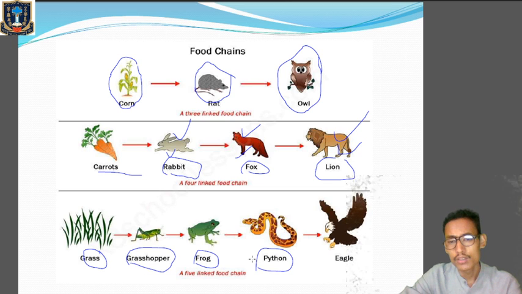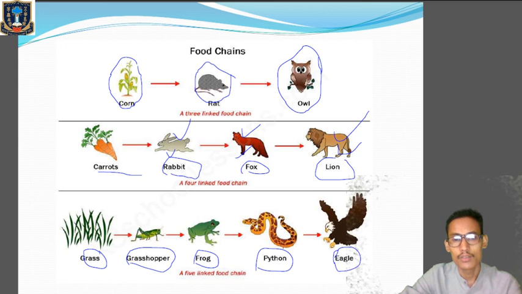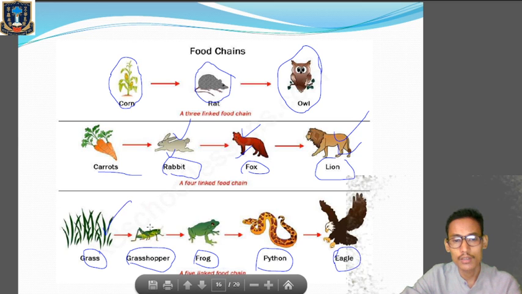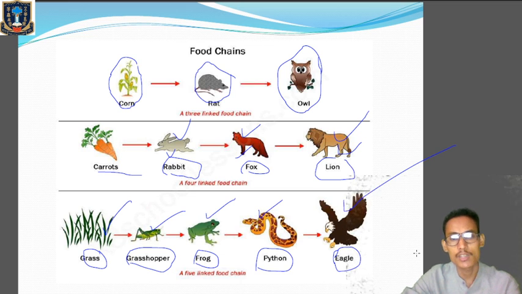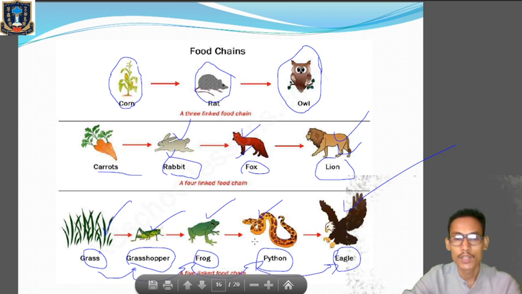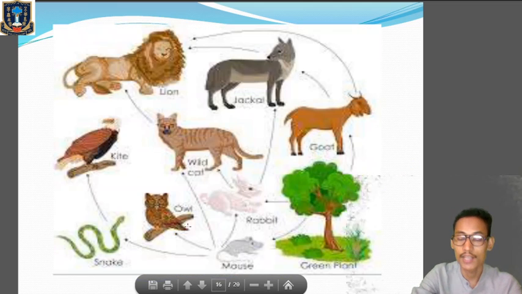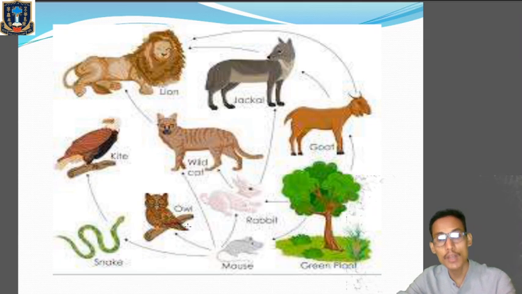Now this python is being eaten up by the apex predator, that is the eagle. So here you can see the producer, primary consumer, secondary consumer, tertiary consumer, and the apex predator. So in this way, the energy which is stored in the producer is being transferred from one trophic level to another trophic level. This is known as the food chain, the process of eating and in turn being eaten up. And the complex network of food chains is known as the food web. So look over here.